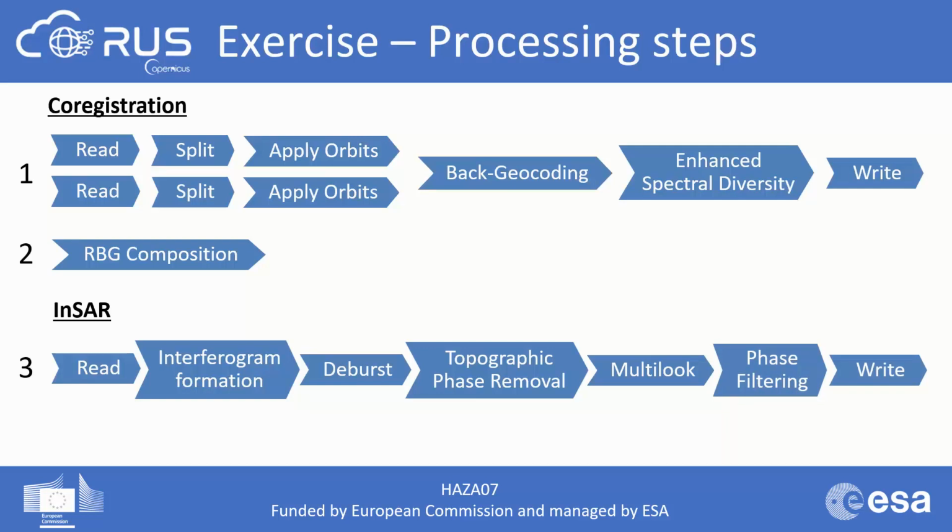We will first create the interferogram, then we will apply the deburst option, then we will apply the topographic phase removal operator to remove the phase due to topography. Then the next step is multi-looking, where we want to obtain square pixels in our images. Finally, we will filter the phase and we will have an output.